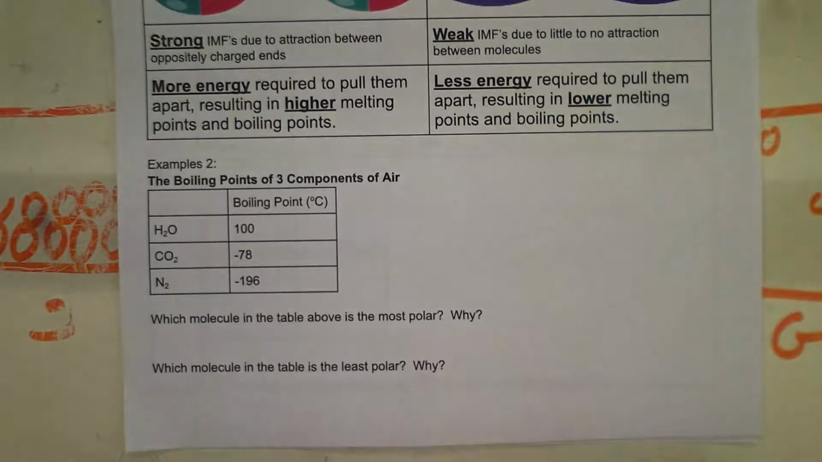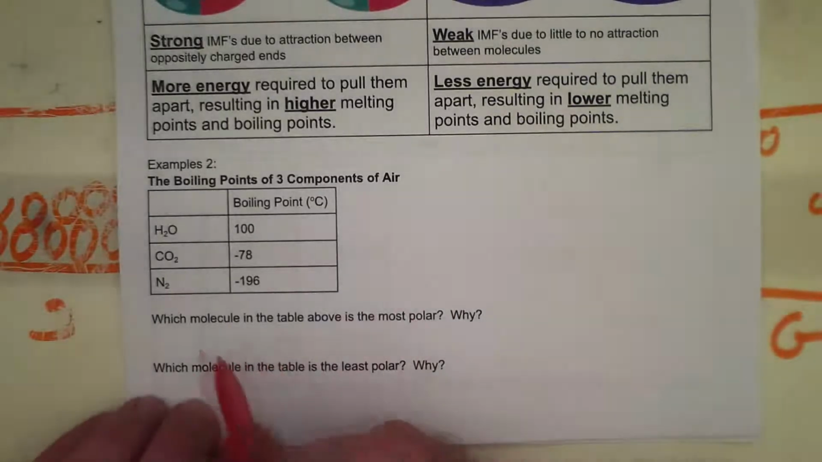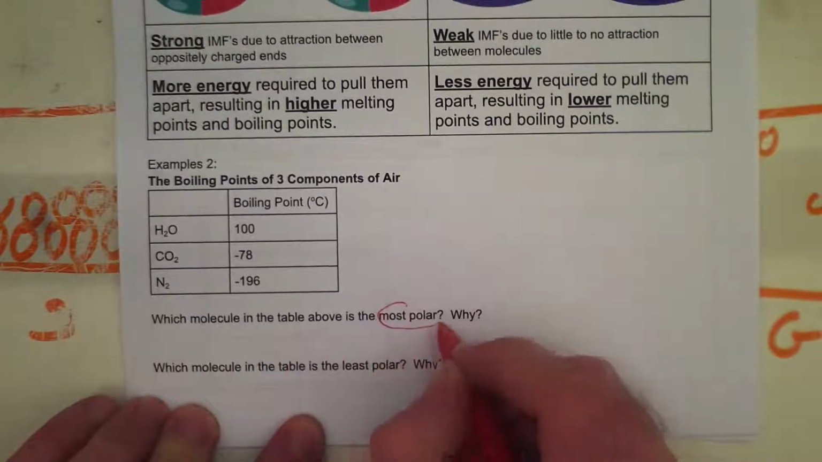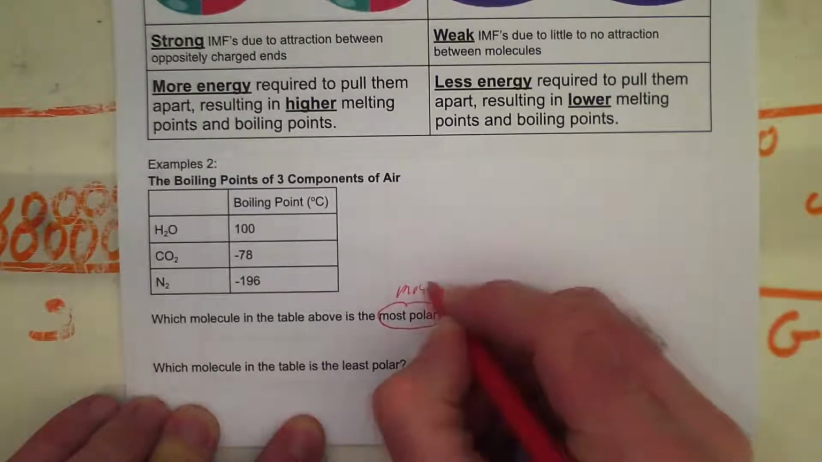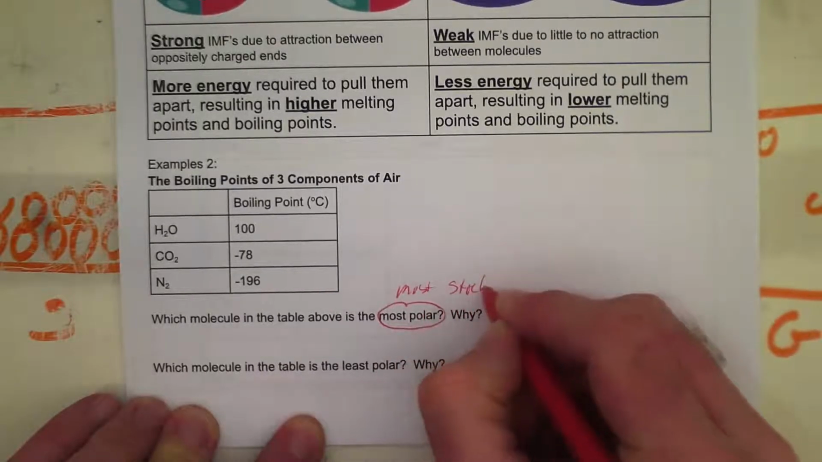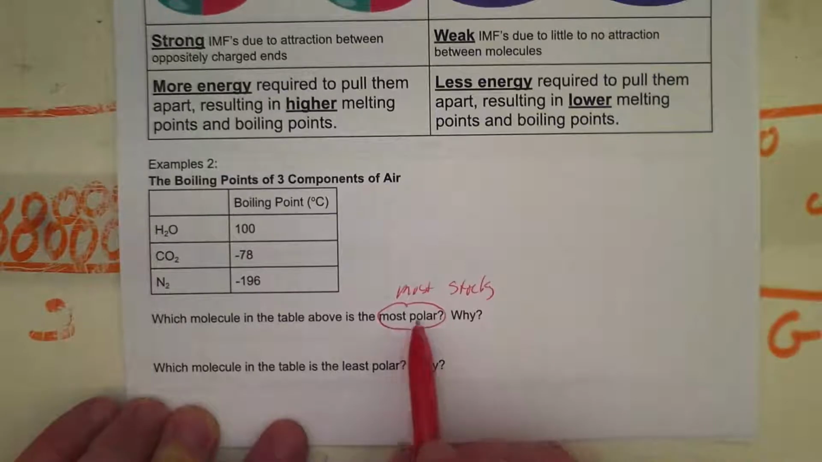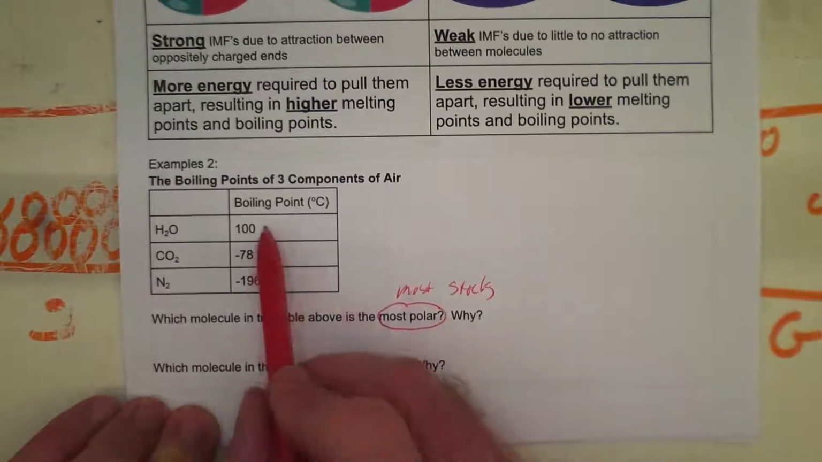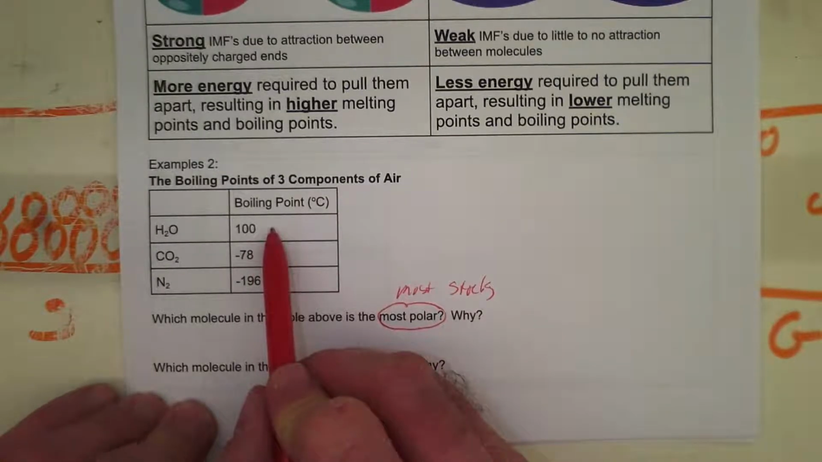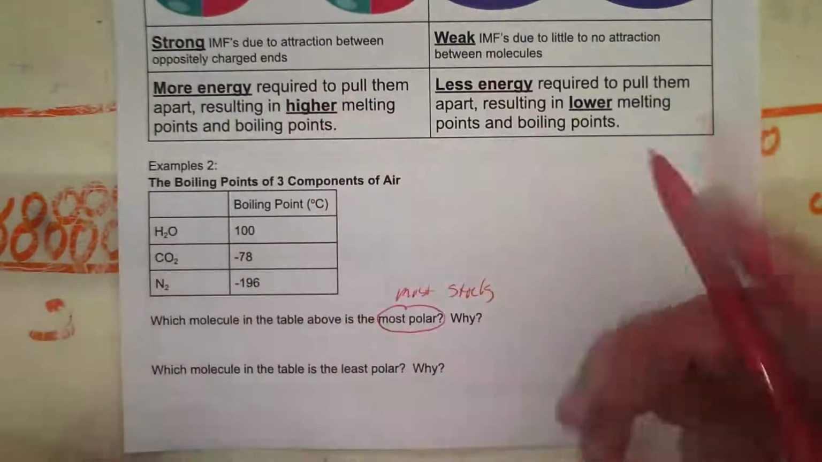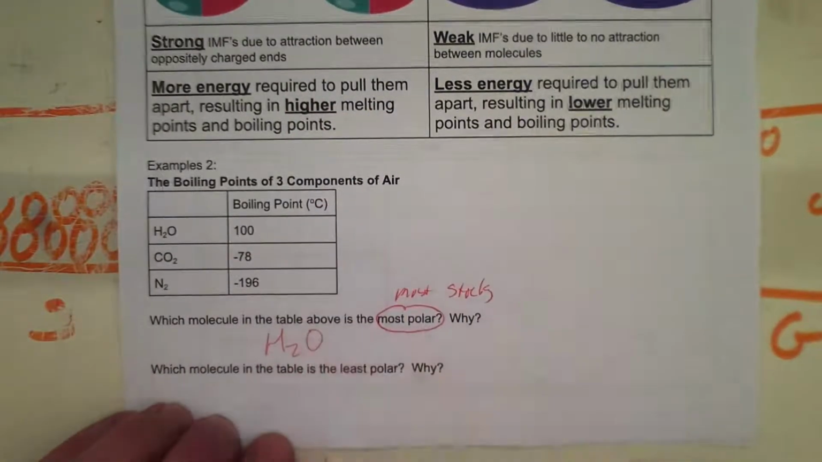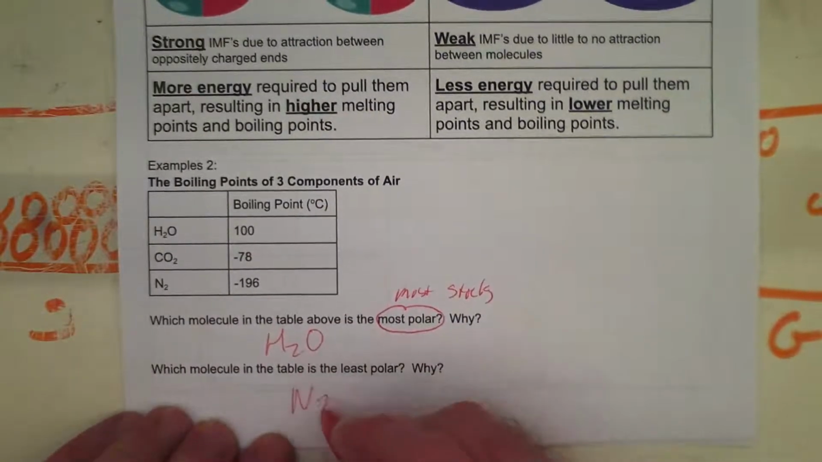Okay, so welcome back. Most polar means most sticky. So the most polar molecules are the ones that are going to have the highest temperature. You're going to need a higher temperature to pull them apart. So obviously water, and nitrogen.